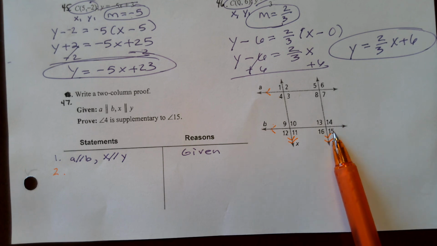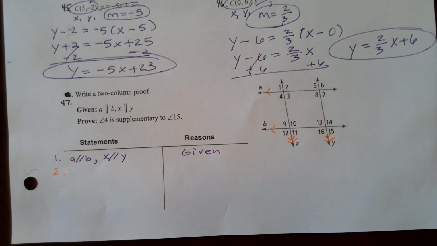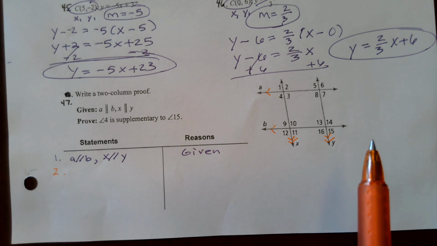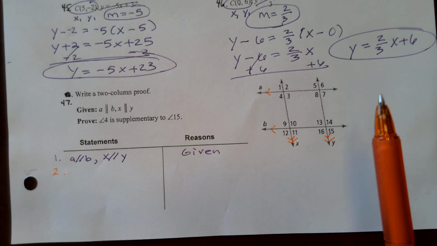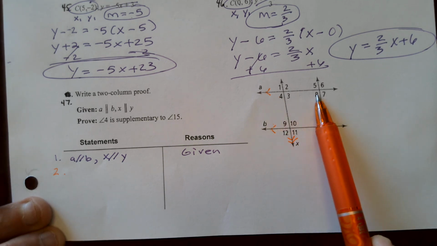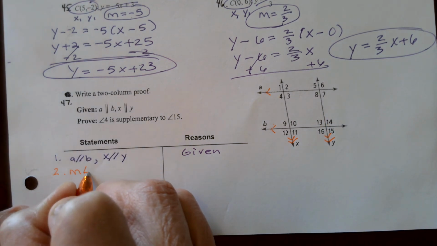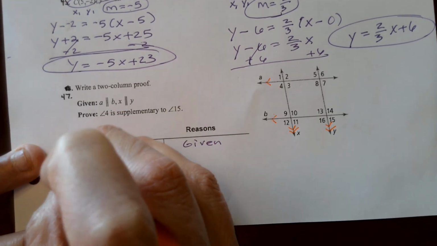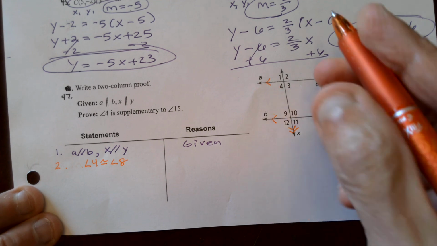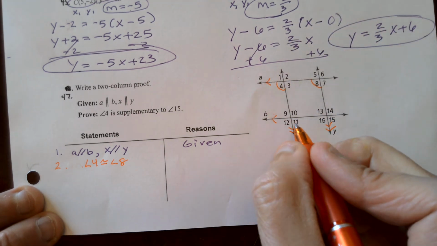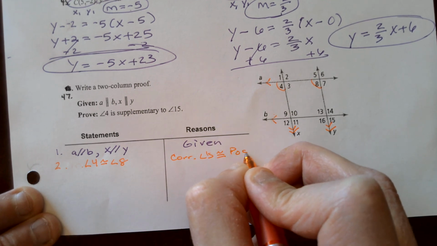Okay? So what I'm saying is, what can you do? Can you tell me something that 4 is the same as? There's a couple ways you can do this. You can do this multiple ways. I'm just going to do it. The first thing I see is 4 to 8. You might have seen something else. Angle 4 is congruent to angle 8. And why? What kind of angles are those? Corresponding. And we have parallel lines, so we have the corresponding angles congruence postulate.